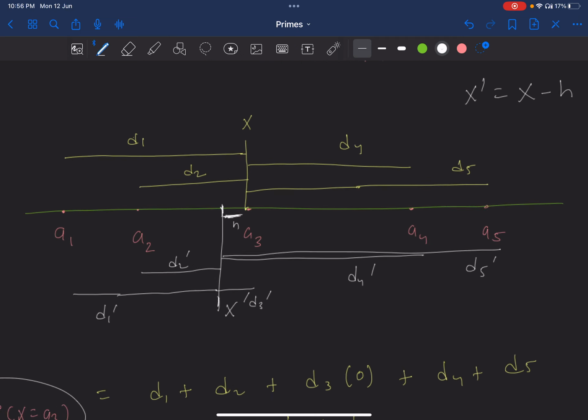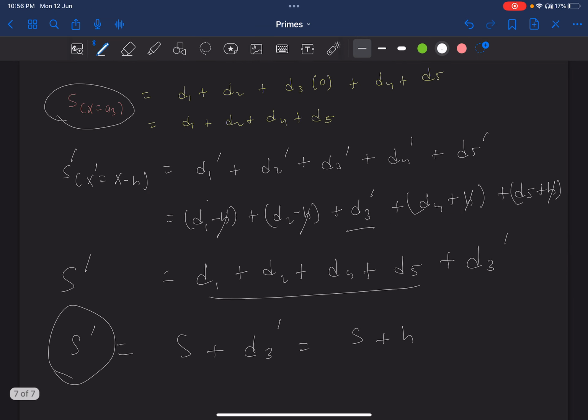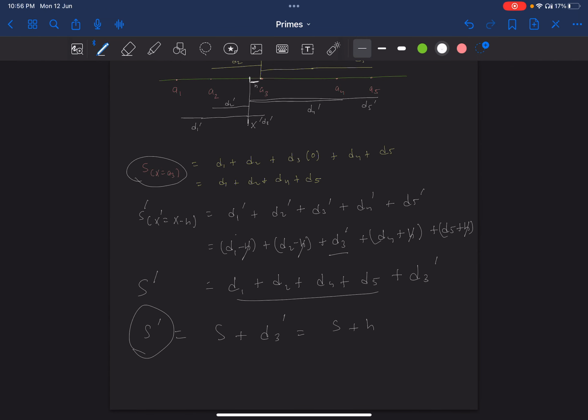You can actually do it for a number greater than a3 also. And you can in fact pick any number on the number line and prove the same thing, and you will find out that it will be greater than our original S that we calculated. And another homework which I'm giving you is that you need to do the same thing for an array which has an even number of elements.